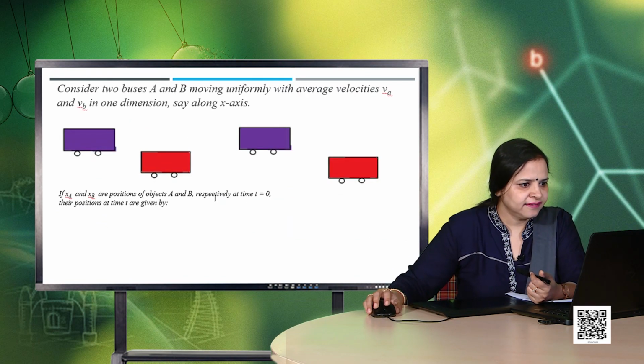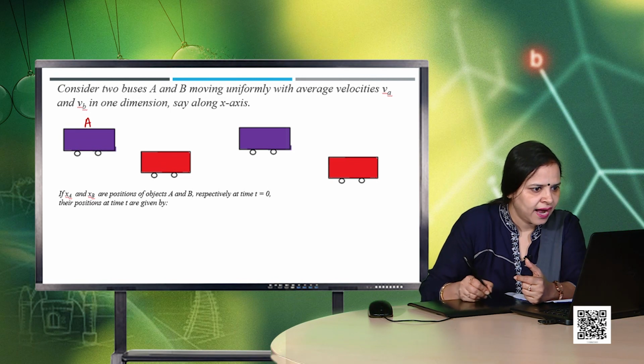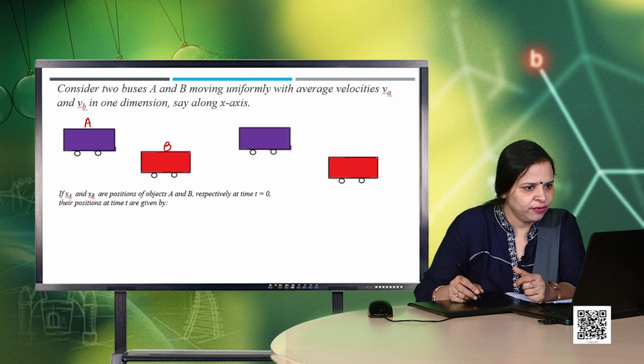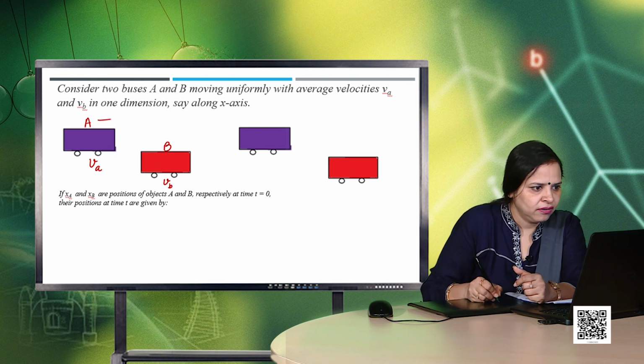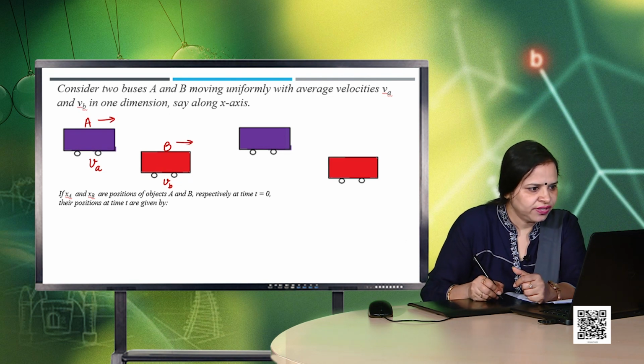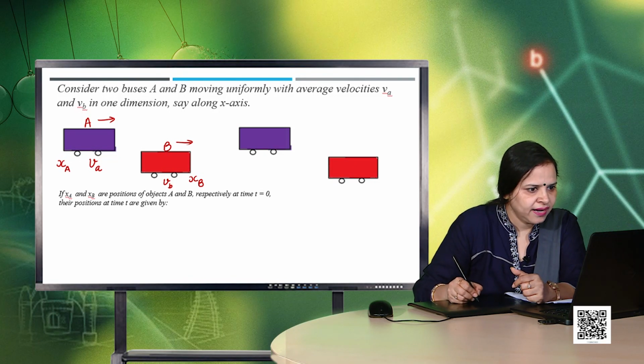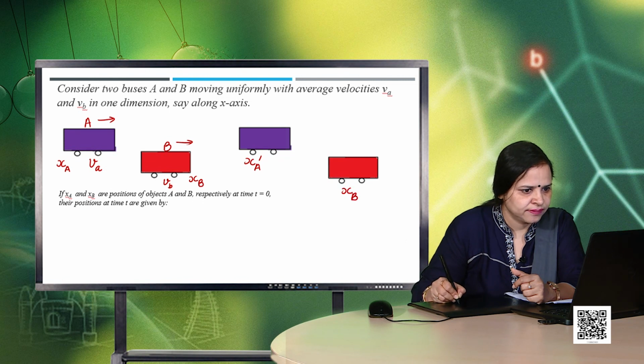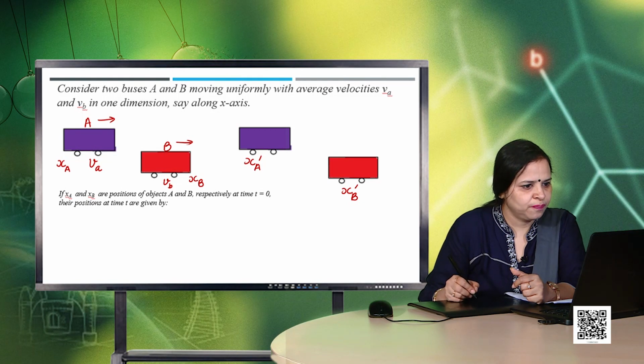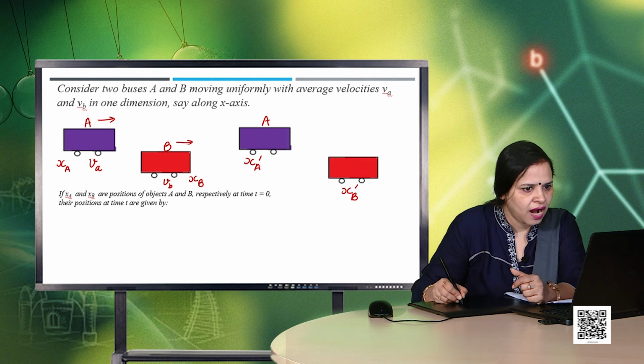Again, I consider another situation. Here, let us consider two buses A and B. Suppose this is bus A and this red color bus is bus B. They are moving uniformly with average velocities of VA and VB in one dimension along the positive x-axis. Suppose initially at time 0, the position of bus A is XA and the position of bus B is XB. Now, after time t, suppose these buses are at the positions XA dash and XB dash. So, we can write down the equations for the positions of the two buses A and B after time t.